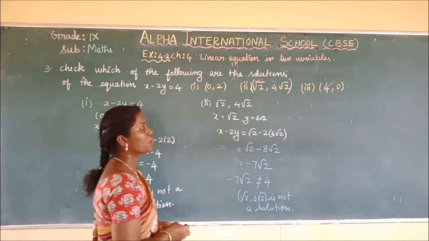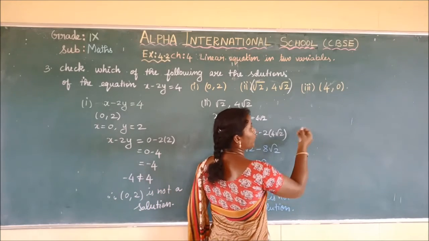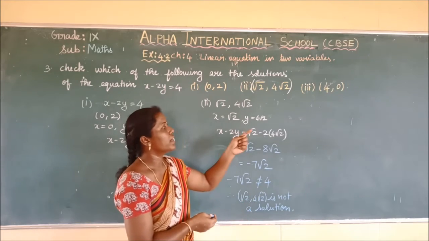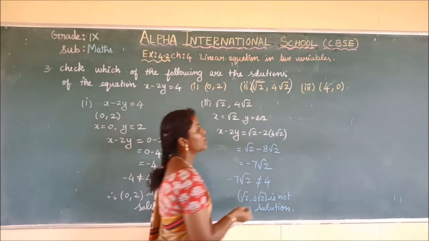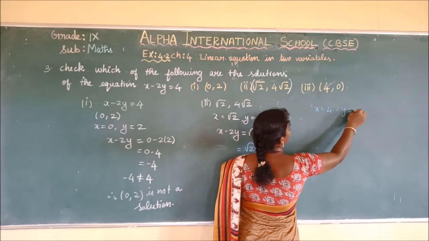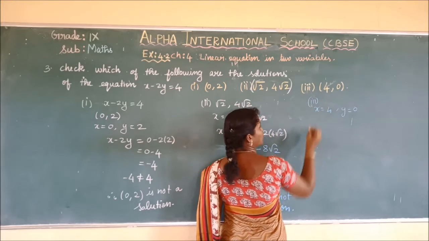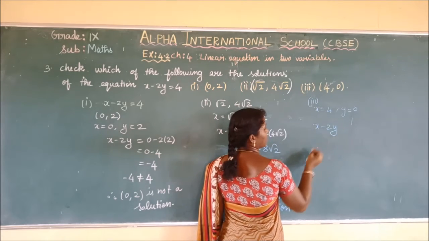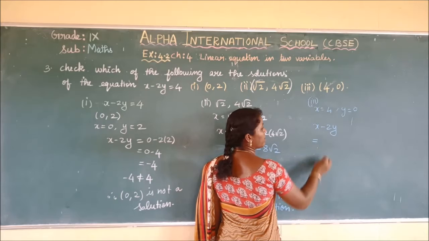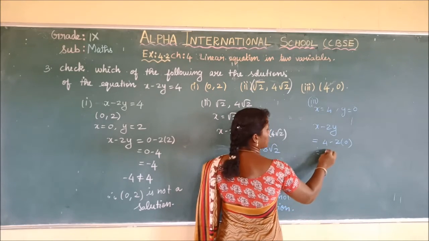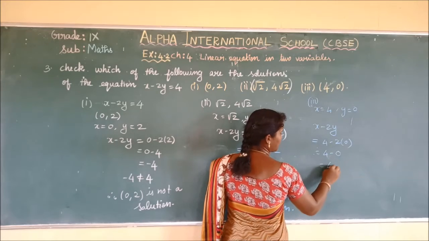Okay, now the third one, 4 comma 0. Now I hope you understand the process we are doing, isn't it? Let us check for 4 comma 0. So x is equal to 4, y is equal to 0. This is the third solution. What is the equation? x minus 2y, 4 minus 2 into 0. That is 4 minus 0, which is equal to 4.